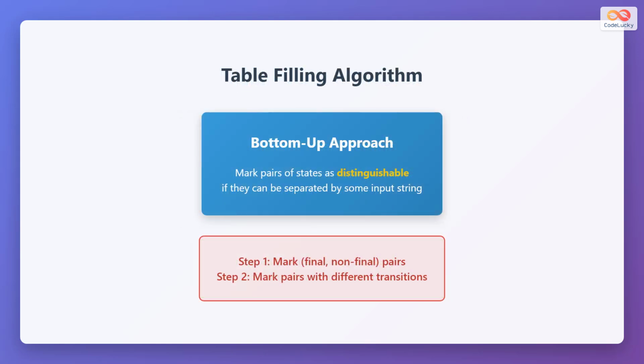The table filling algorithm is a bottom-up approach used for DFA minimization. This algorithm identifies pairs of states as distinguishable if they can be separated by some input string. The algorithm operates in two main steps. Step 1 involves marking pairs of states where one is a final state, and the other is a non-final state. Step 2 involves iteratively marking pairs of states that have different transitions on the same input symbol.